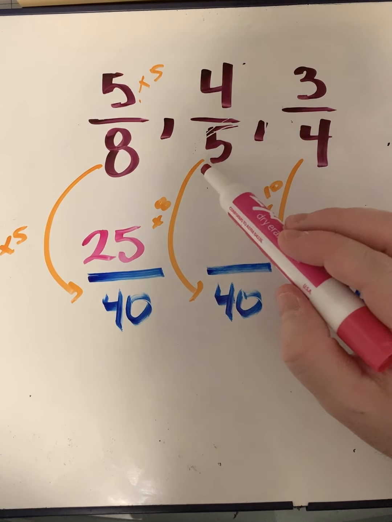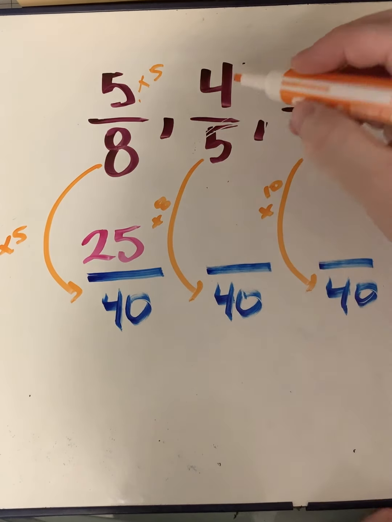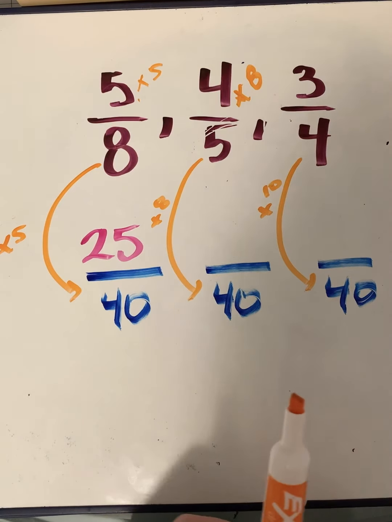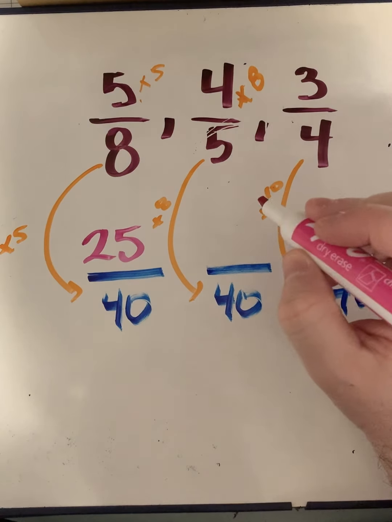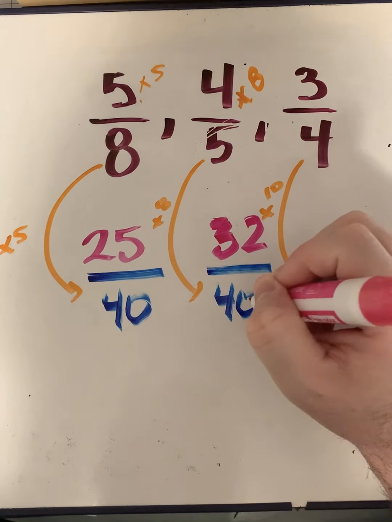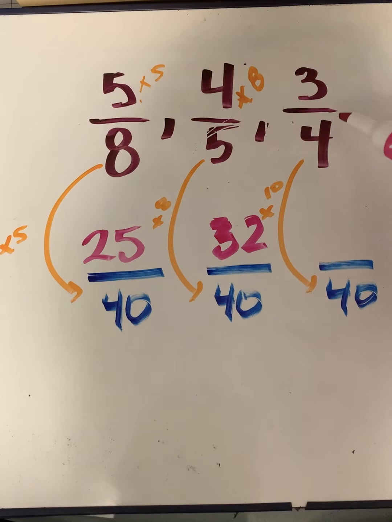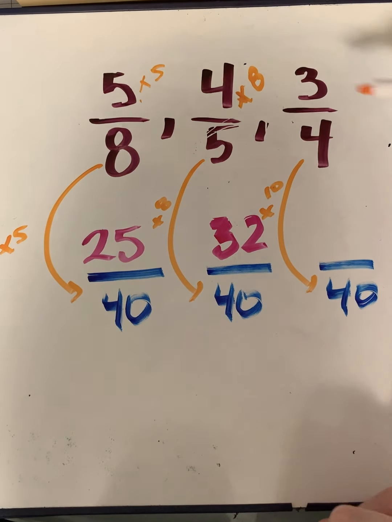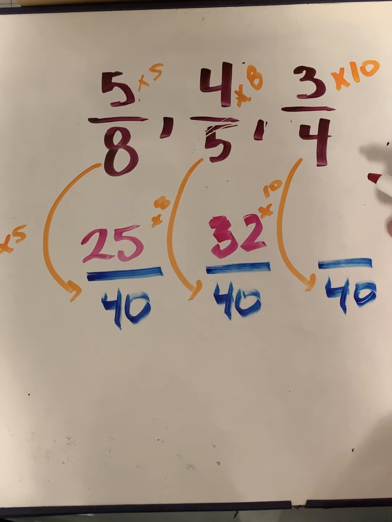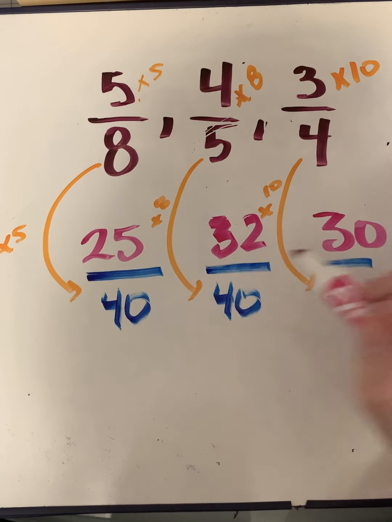Here, I multiplied 5 by 8 to get 40. I have to do the exact same thing up here. So I've got to multiply 4 by 8, and I'm going to get 32. So that means that 32 over 40 is equivalent to 4 over 5. And here I multiplied by 10 to get there. So I'm going to multiply the 3 by 10 to get to this area too. And so I'm given 30 over 40. So again, all equivalent fractions.